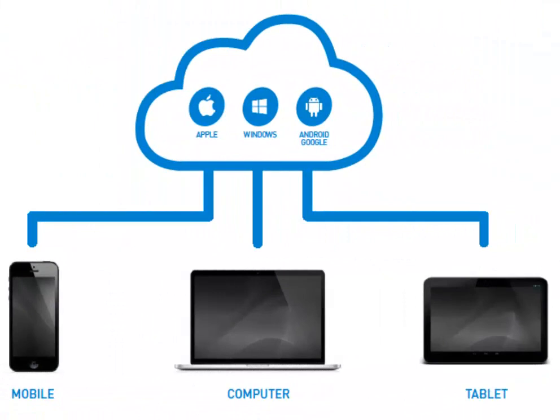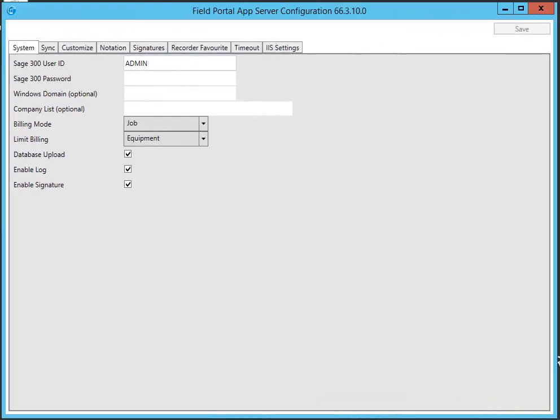Field Portal app can be installed on any Android or Apple mobile phone or tablet, or on Windows 10 tablets and PCs. System-wide configuration options are available from the Field Portal app server configuration utility. This utility works in conjunction with the security settings defined in Service Manager.